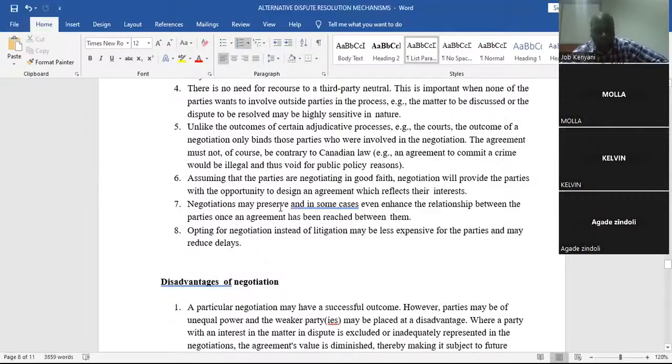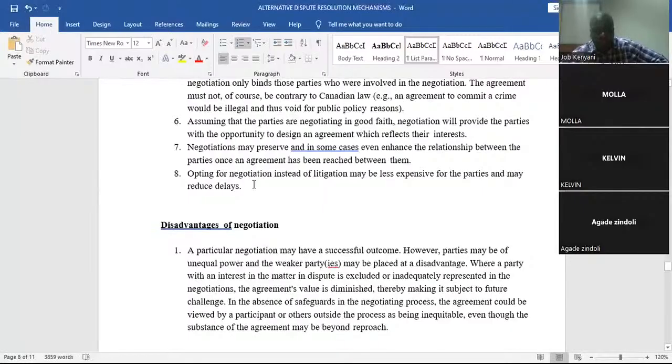Then, assuming that the parties are negotiating in good faith, negotiation will provide the parties with the opportunity to design an agreement which reflects their interests. Then negotiations may preserve, and in some cases even enhance, the relationship between the parties once an agreement has been reached between them. Then opting for negotiation instead of litigation may be less expensive for the parties and may reduce a lot of delays.